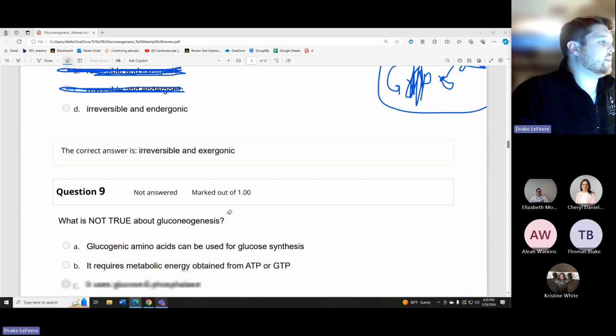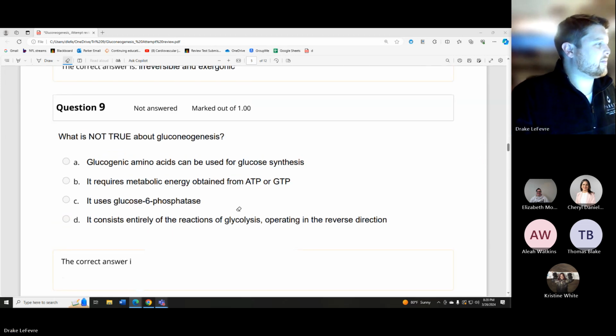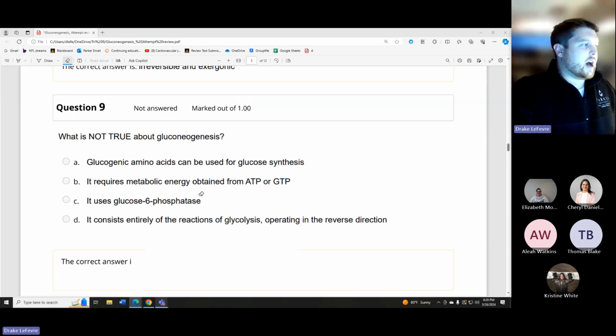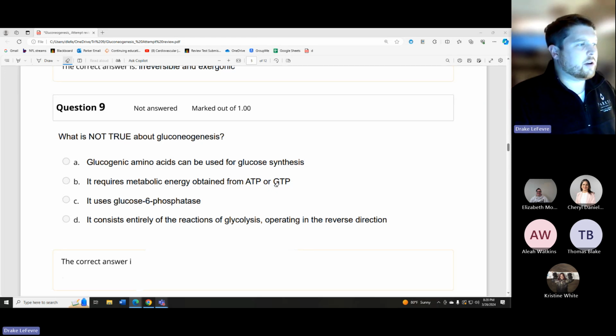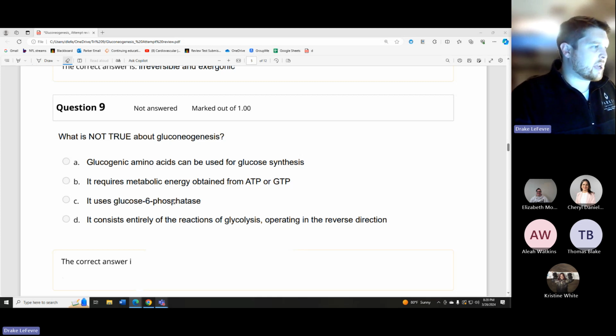Right, it's very important to read the whole question. What is not true about gluconeogenesis? Glucogenic amino acids can be used for glucose synthesis. It requires metabolic energy obtained from ATP or GTP. It uses glucose 6-phosphatase, or it consists entirely of the reactions of glycolysis operating in the reverse direction. I'm assuming D, because it's not entirely in reverse.